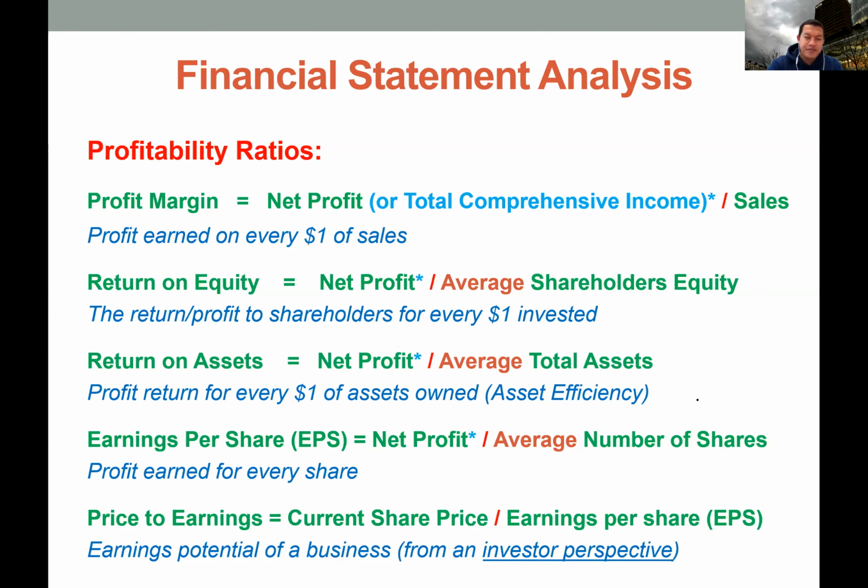I think the formula is quite simple. Net profit divided by total sales times 100%. If you get an increasing ratio, or increasing numbers of profit margin, it means the company is more profitable.